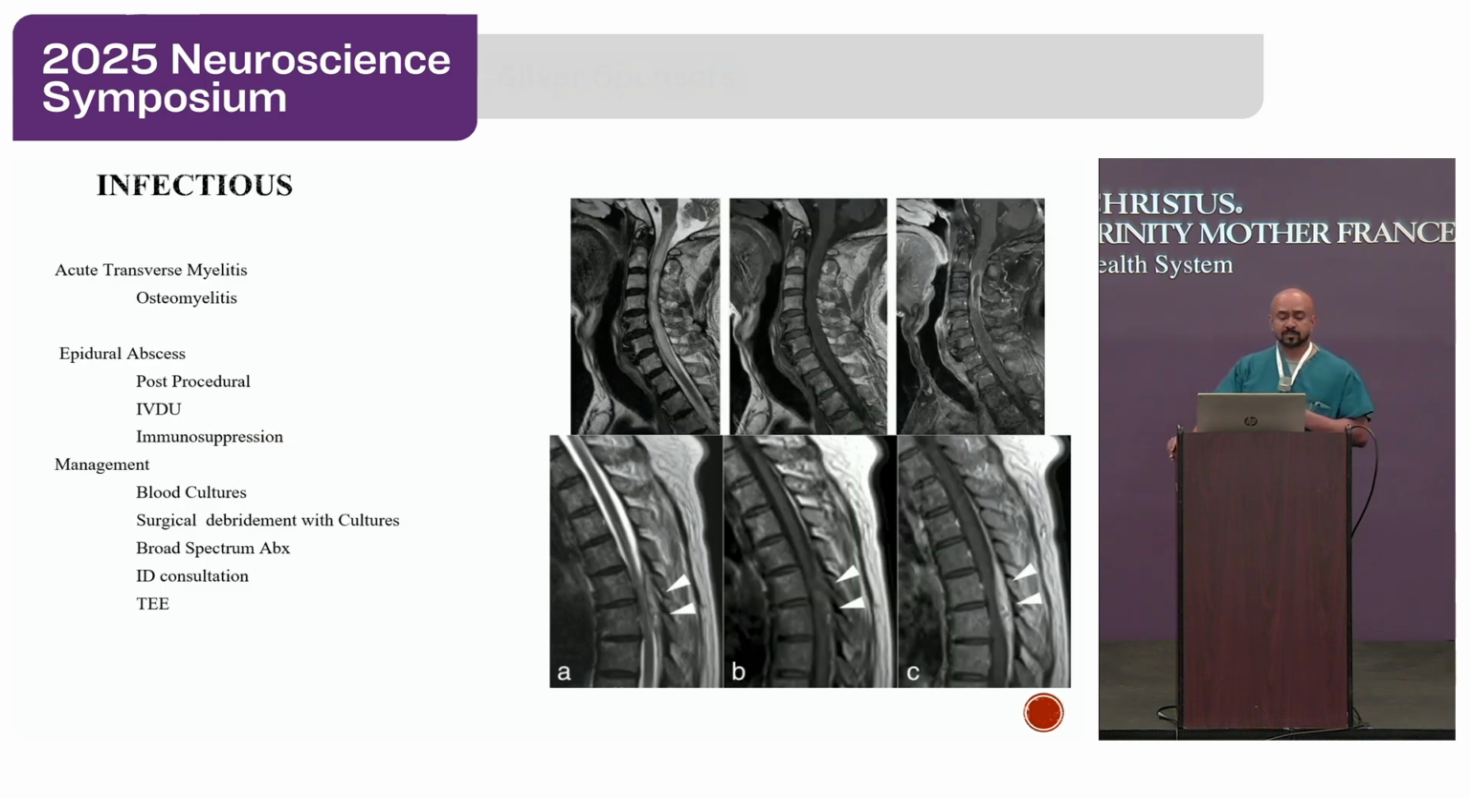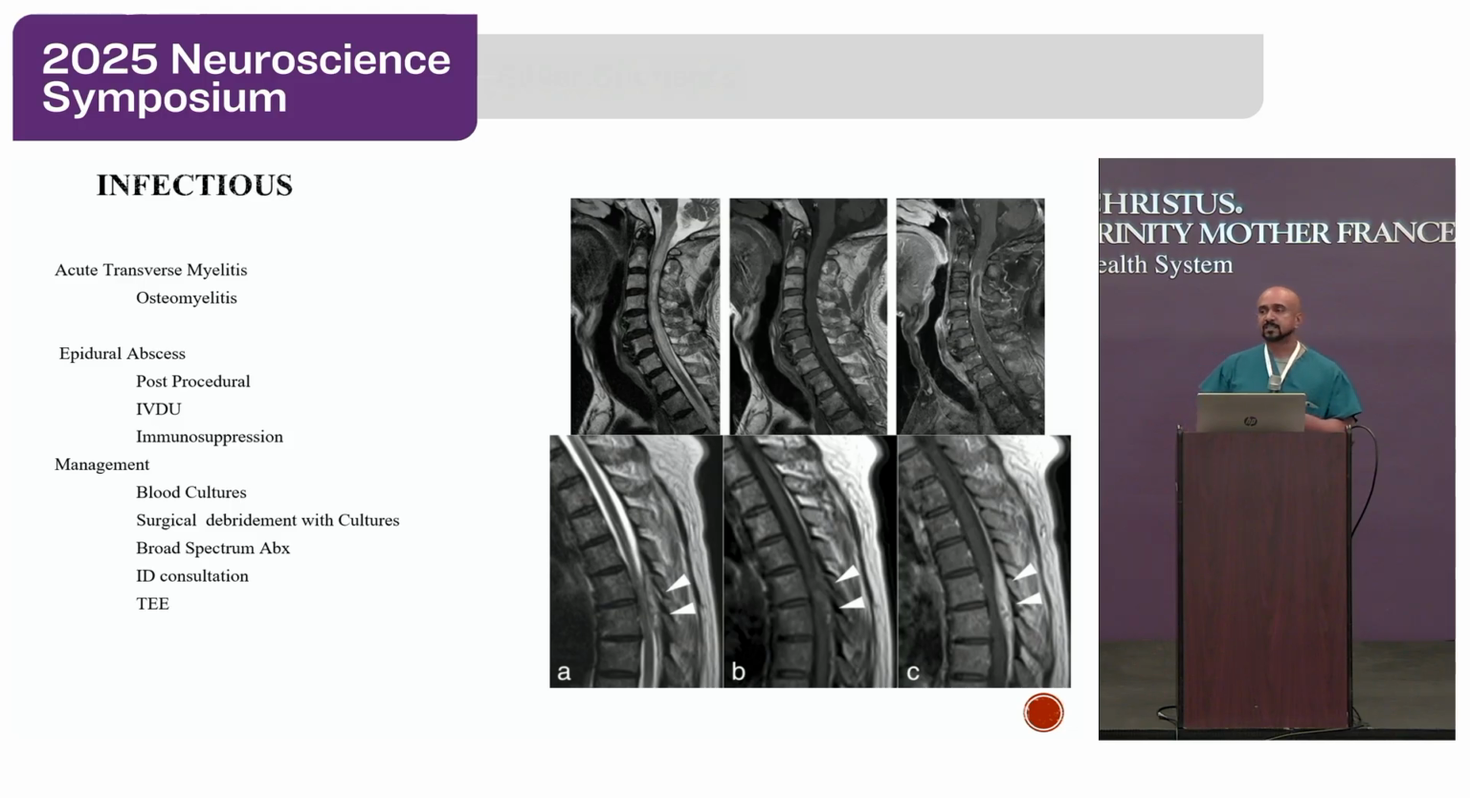So the infectious causes: acute transverse myelitis can present with spinal cord emergency, and osteomyelitis can lead to transverse myelitis. Epidural abscesses from post-procedural causes, as we said, can occur. Also, IV drug use, from hematogenous seeding, can lead to epidural abscesses compressing on the spinal cord. With immunosuppression, people can come with infections and epidural abscesses, and infectious causes causing spinal cord emergencies and compression.